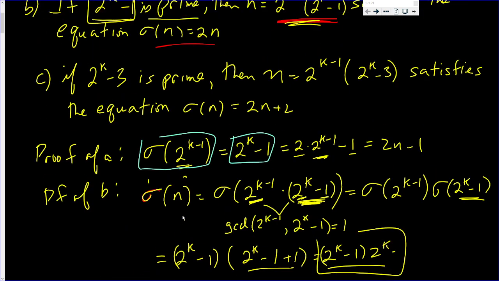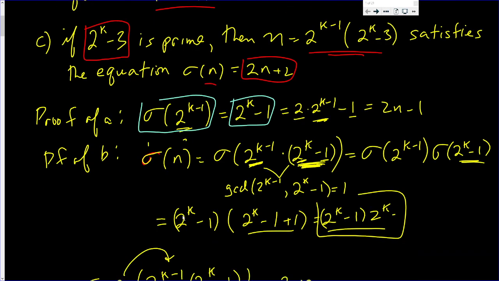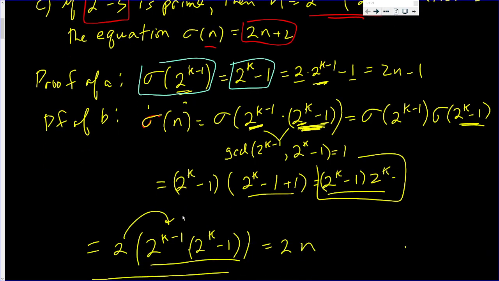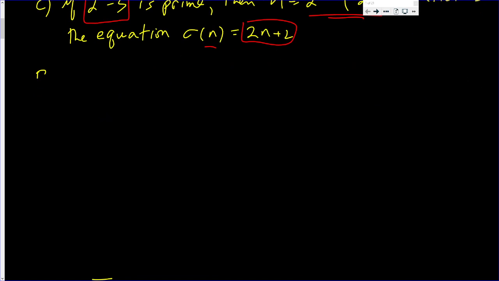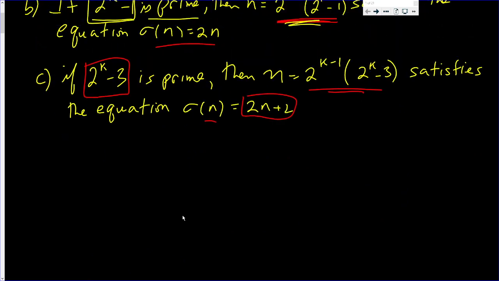Part C says that 2 to the k minus 3 is prime. And they're saying that this n has the property that sigma of n is equal to that. So let me erase my proofs and let's go from there. Okay, so proof for C.